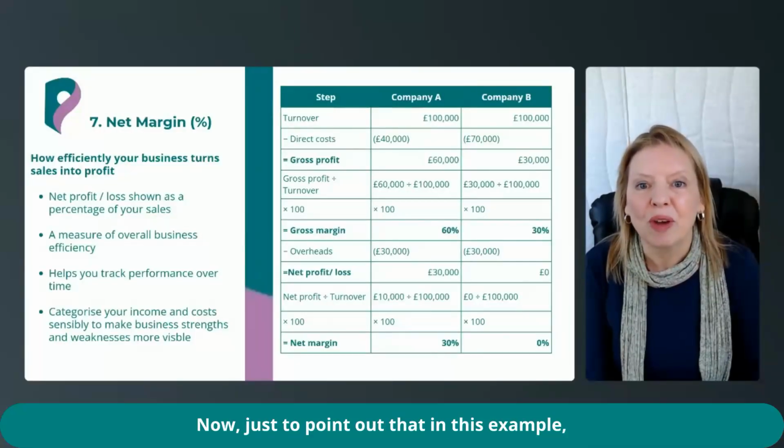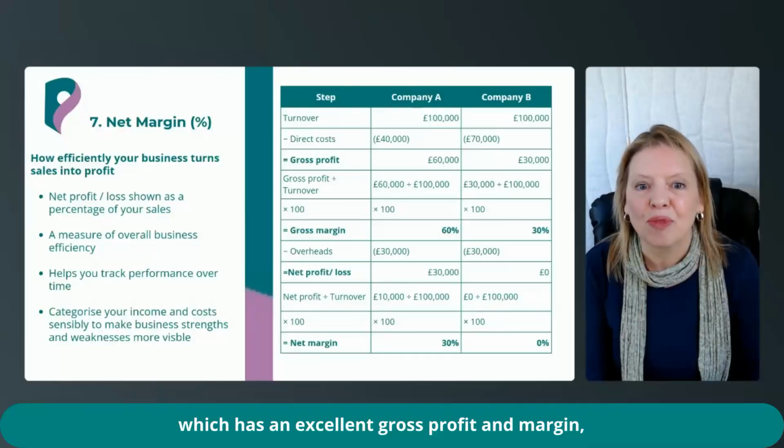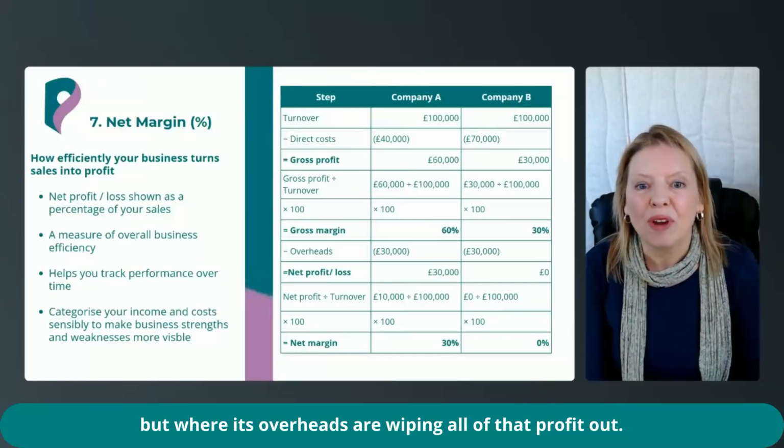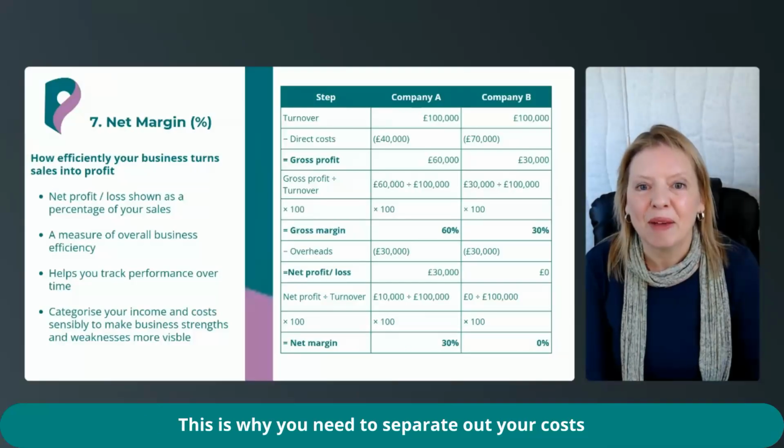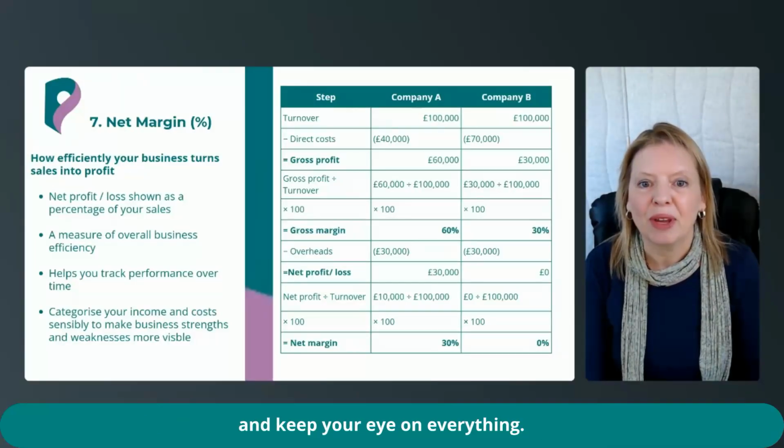Now, just to point out that in this example, we did use high direct costs to illustrate the poor performance of Company B, but we could equally see a company which has an excellent gross profit and margin, but where its overheads are wiping all of that profit out. This is why you need to separate out your costs and keep your eye on everything.